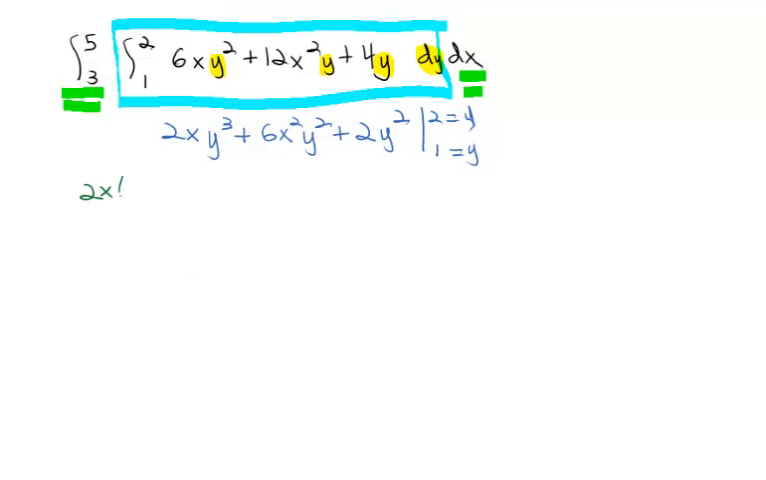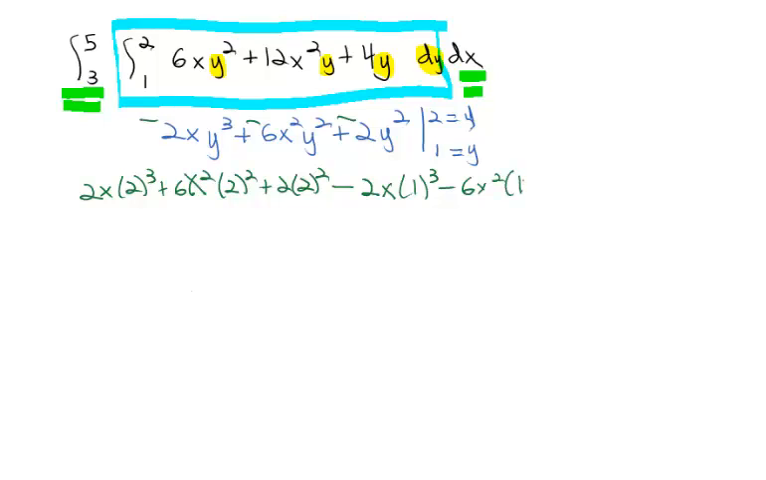We've got 2x times 2 cubed plus 6x squared times 2 squared plus 2 times 2 squared, and then we subtract each term, changing its signs, minus 2x times 1 cubed minus 6x squared times 1 squared minus 2 times 1 squared. And let's see, what's that going to give us? 2 cubed is 8 times 2 is 16x. Plus 2 squared is 4, 4 times 6 is 24x squared. Plus 2 squared is 4 times 2 is 8. Minus 2x minus 6x squared minus 2.